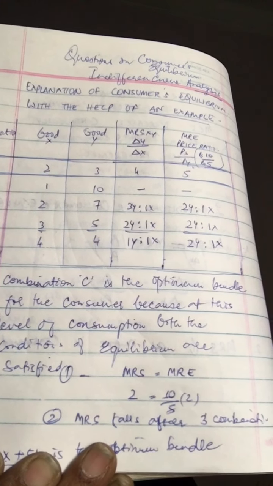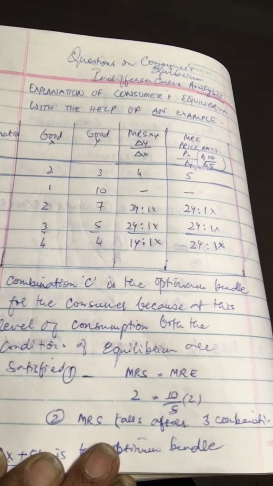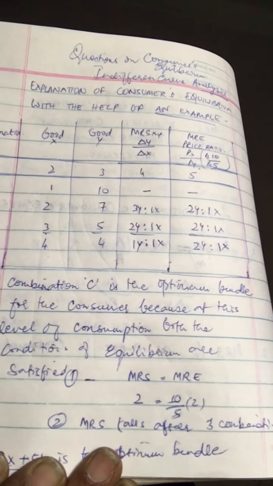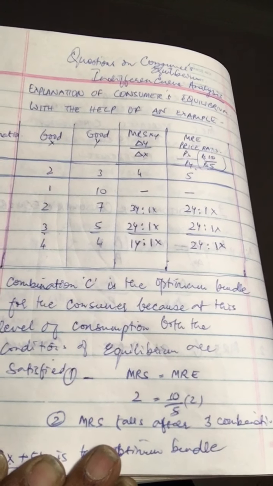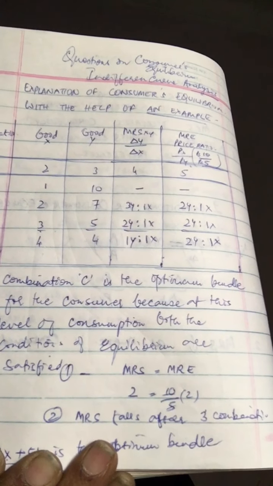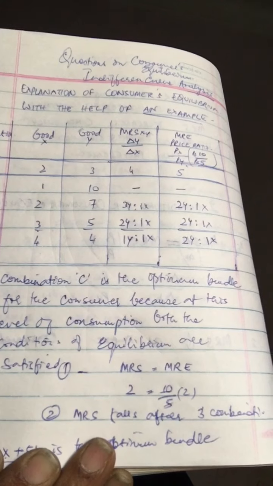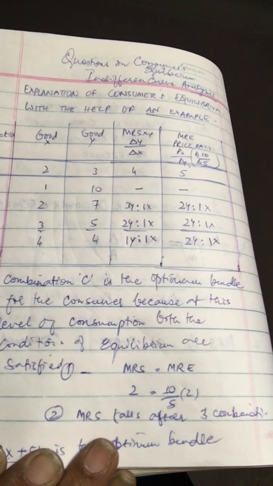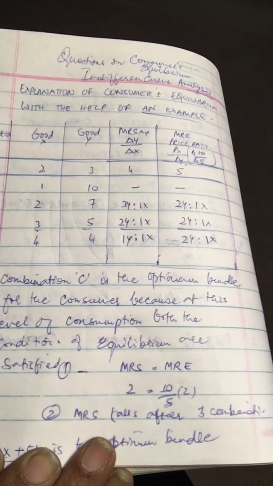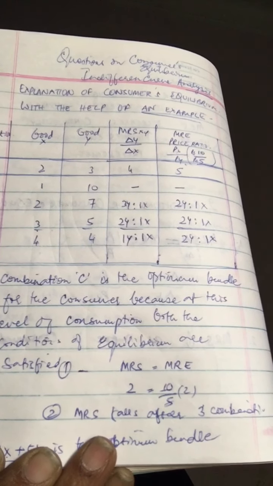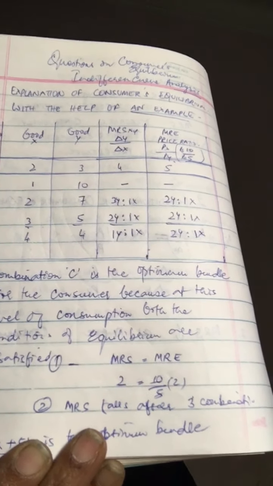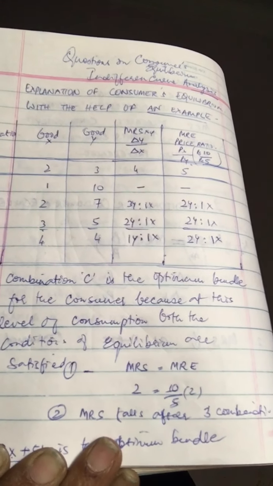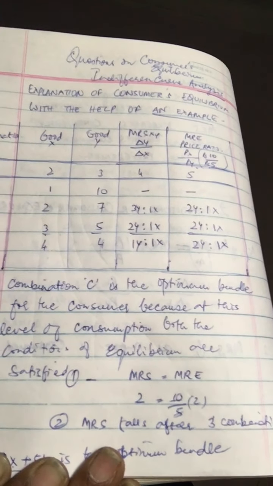So when he moves from combination B to C, he is willing to sacrifice 2 units of Y to obtain 1 more unit of X. As per the market prices of goods, he is also required to sacrifice 2 units of Y for 1 unit of X, as the price of X is 2 times the price of Y. So MRS is equal to Px upon Py, so 2 is equal to 2, and that's how the optimum bundle becomes 3 and 5.